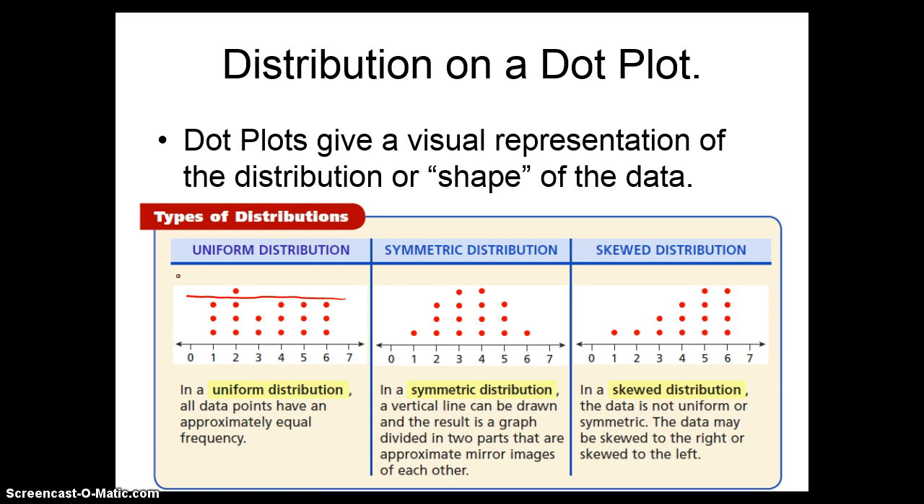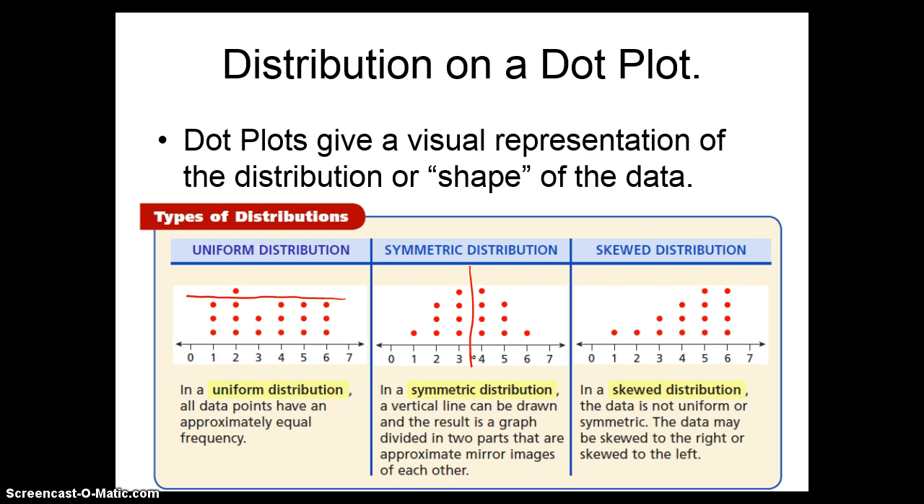In a symmetric distribution, a vertical line can be drawn down the center of the dot plot. And the result is a graph that is divided into two parts that are very close to being symmetrical or mirror images of each other.